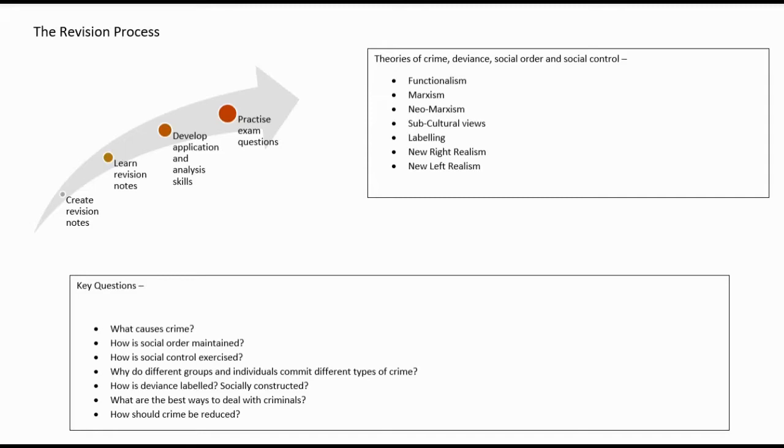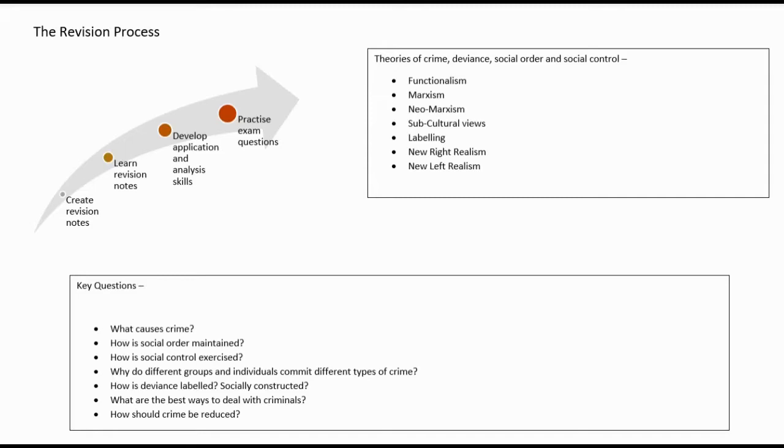What causes crime? How is social order maintained? How is social control exercised? Why do different groups and individuals commit different types of crime? How is deviance labelled or socially constructed? What are the best ways to deal with criminals? And how should crime be reduced? So you have a series of key questions to think about in relation to those theories.